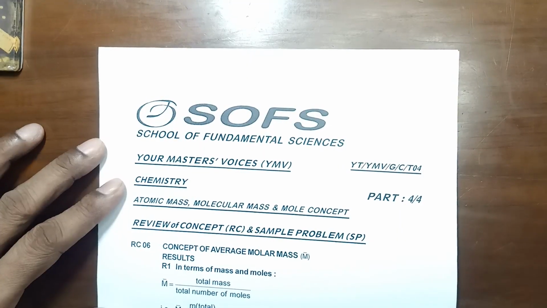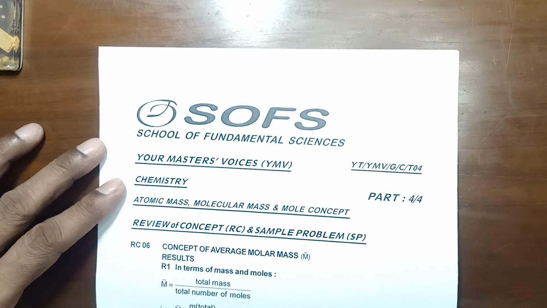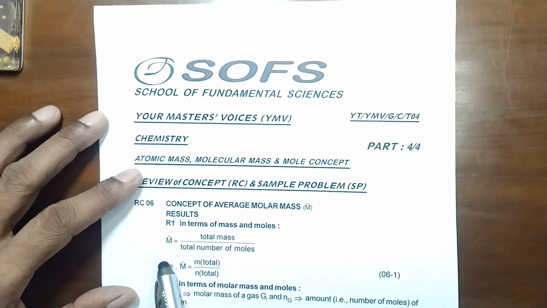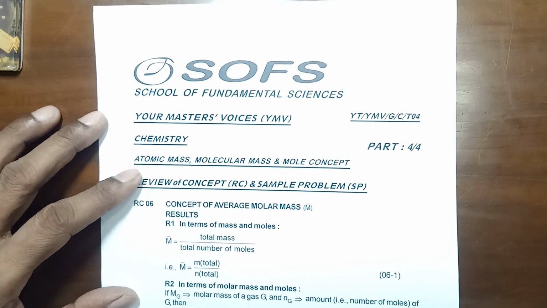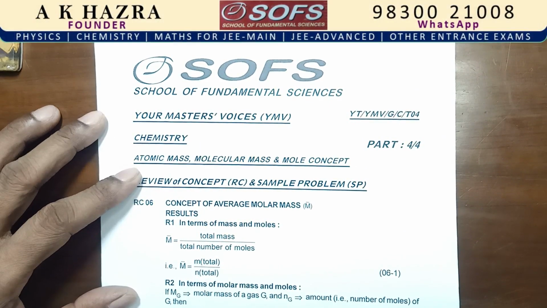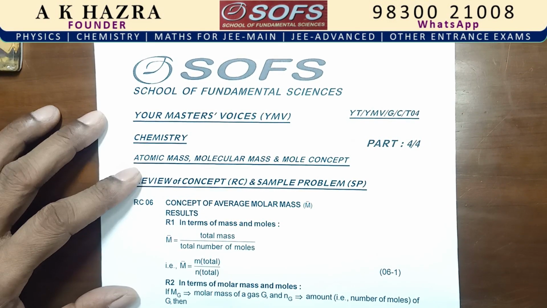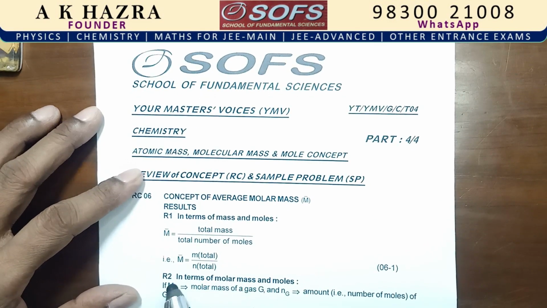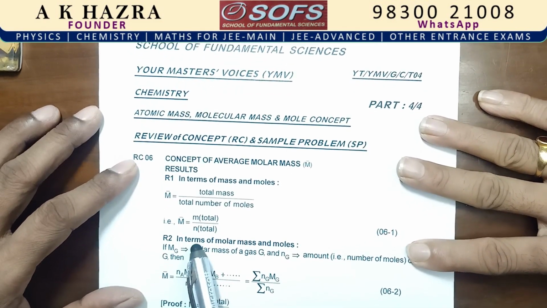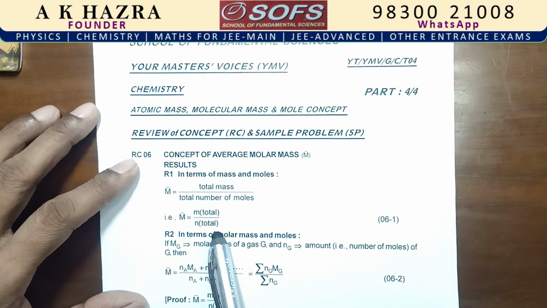Thank you. My dear students, let us start the concept of average molecular mass or molar mass. First you see results in terms of mass and moles. So average molar mass, clearly total molar mass has the dimension gram per mole. So total mass divided by total number of moles. So it will be gram per mole from a dimensional point of view. Average molar mass means what? Total gram per mole of the mixture. So total mass by total number of moles. By symbol you can write M bar equals M total, the mass of the mixture, divided by total number of moles of the mixture, average.